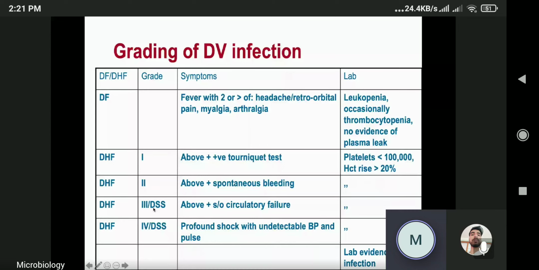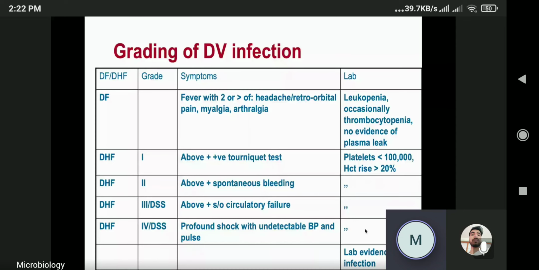Okay, with these features. And finally the shock, dengue shock syndrome, that is a profound shock with undetectable pressure and pulse. So there will be circulatory failure, complete circulatory failure. That's why pressure and pulse remain undetected, and finally the patient will die. Okay, this is the grading.